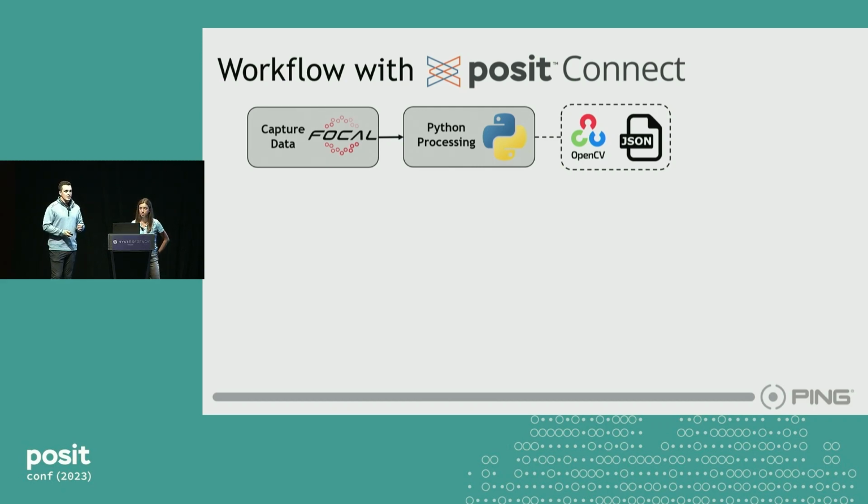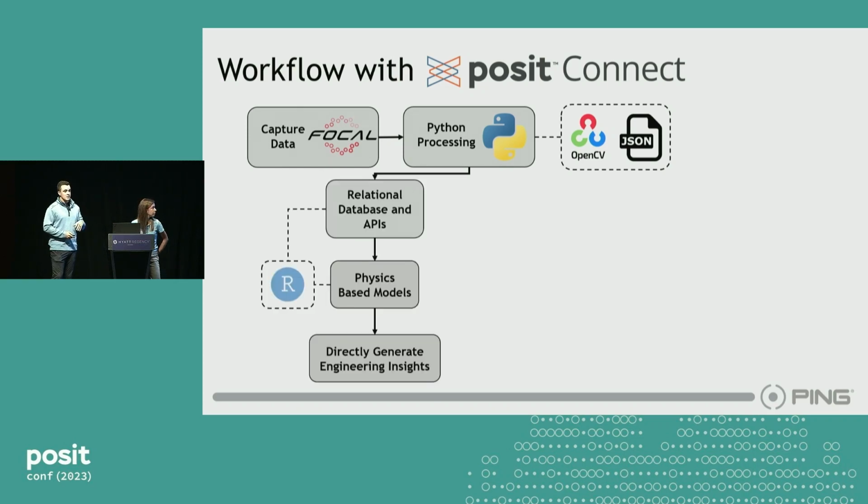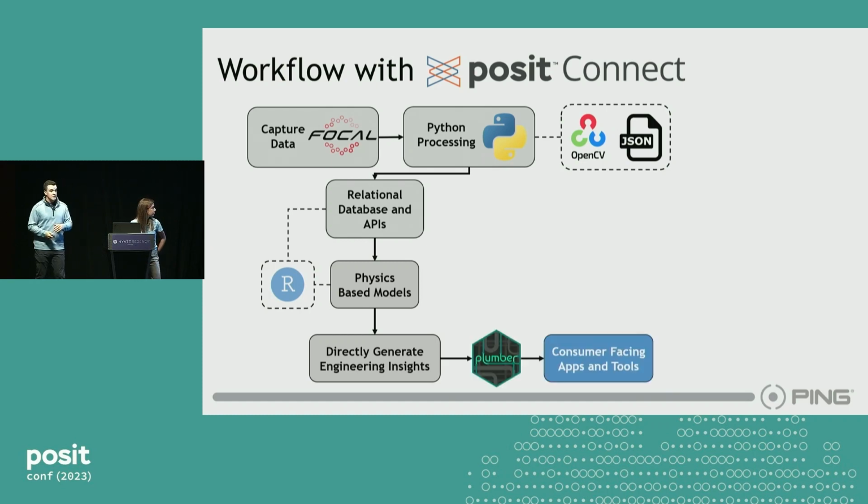All of our swing data is then exported into a JSON file format, and those files are then uploaded to our much more structured relational database that we're interfacing with via APIs. Some of those APIs feed our physics-based models, and from those physics-based models, we're actually able to directly generate a lot of our engineering insights. What's cool for us here is that we can take those insights that we generate and turn them into Plumber APIs that feed and power our consumer-facing apps and tools.